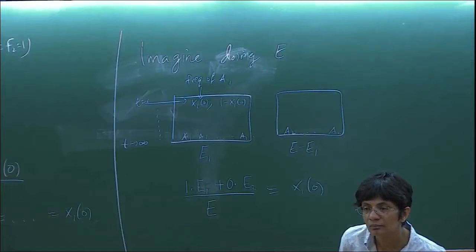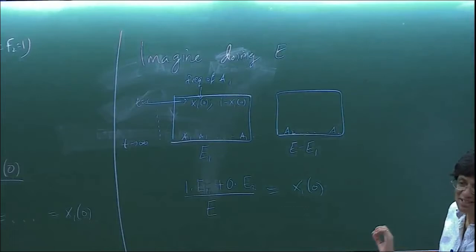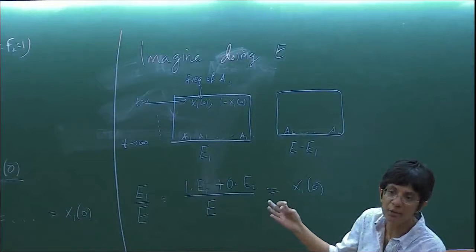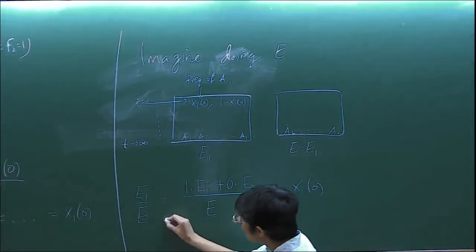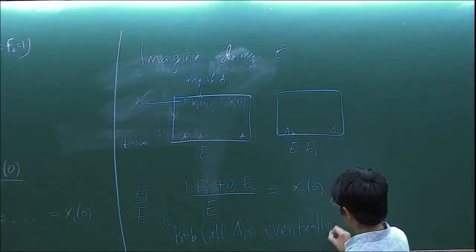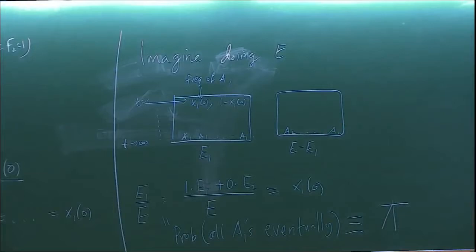Yeah, let me come to the fixation. Give me a minute. Let me just finish the story. Okay? So this is equal to E1 by E. But what is E1 by E? It's the number of experiments in which everybody became A1 divided by the total number of experiments. Again, you learned yesterday in Vijay's lecture. That's the probability of all A1s eventually, by the basic definition of probability. This is what is called the fixation probability for the neutral case.